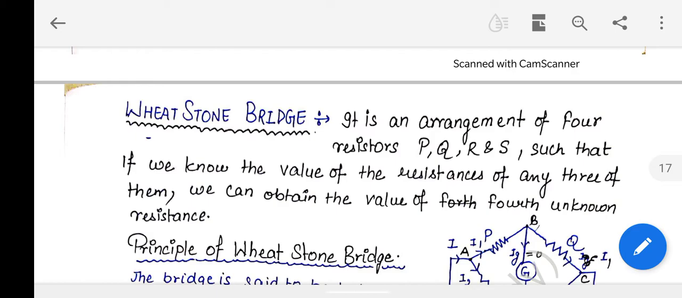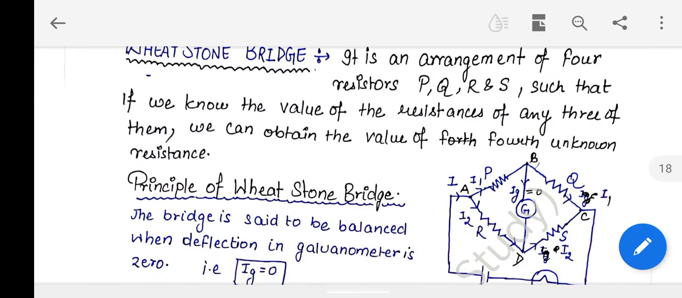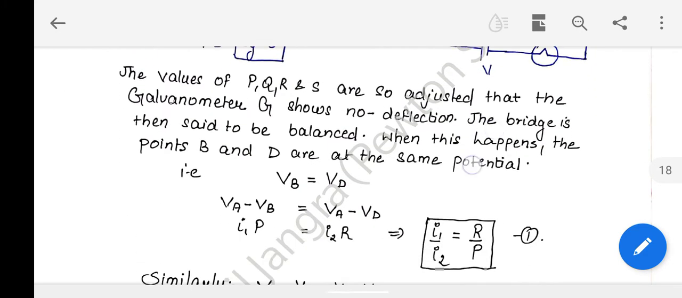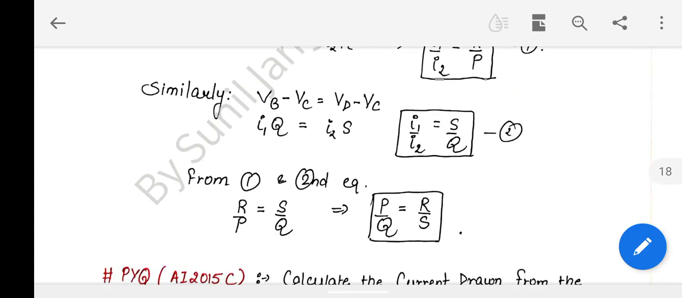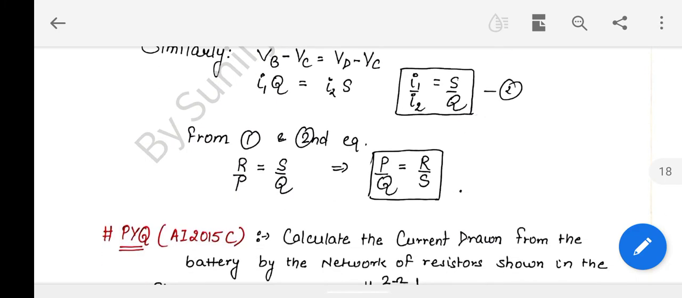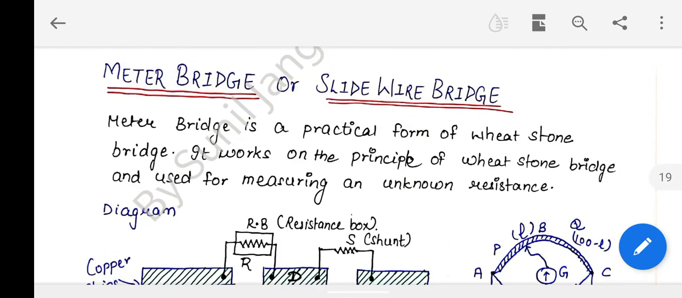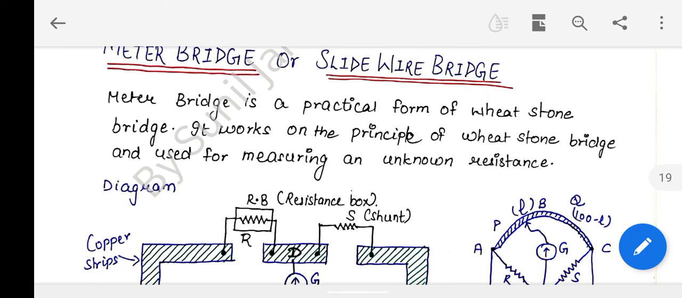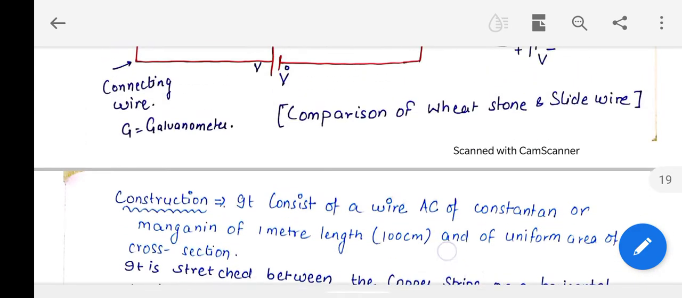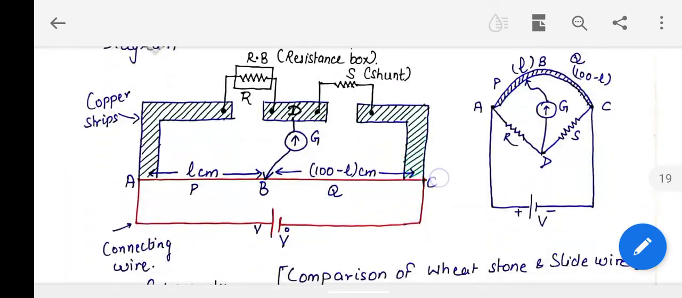So the Wheatstone bridge is basically an arrangement of four resistors, P, Q, R, S. In the balanced condition it gives an expression which is P by Q equals R by S. So if you know any three of P, Q, R, S, you can surely get the value of the fourth one. And next bridge is your meter bridge or slide wire bridge. The working principle of the meter bridge is the same as the Wheatstone bridge, same thing.